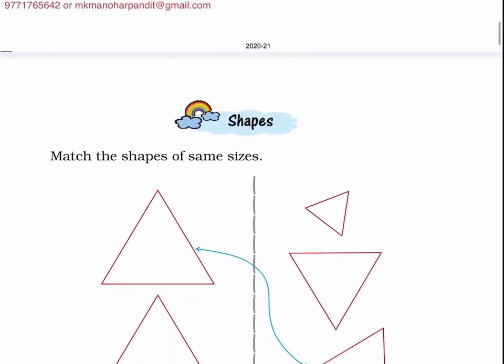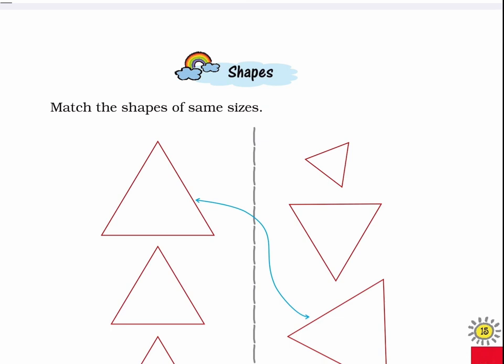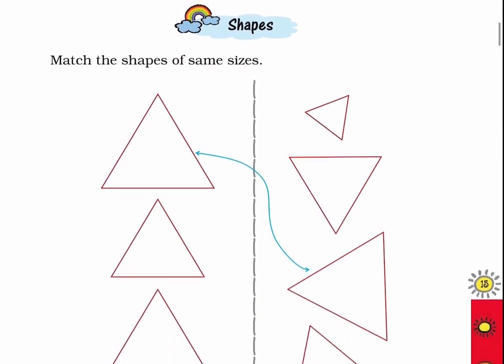Page 15. Shapes. This page is divided into 2 parts, left side and right side with a dotted line in the middle. 5 shapes of different sizes are shown on the left side. The same shapes are shown on the right side, but the sequence is different. Shape number 1 from the left side is matched with shape number 3 on the right side, as their sizes are the same. Question on this page. Match the shapes of same sizes.